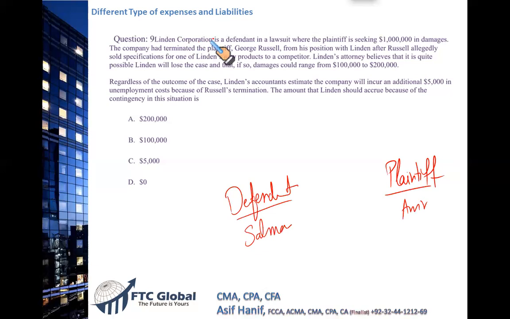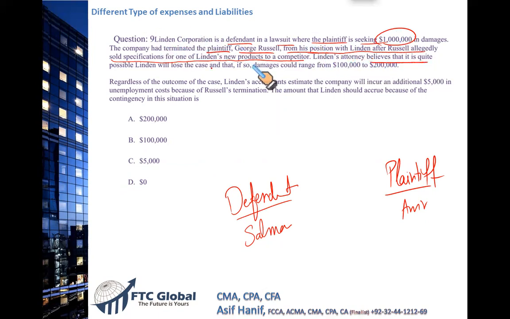Now, Linden Corporation is a defendant in the lawsuit where the plaintiff is seeking 1 million in damages. For what? The company had terminated the plaintiff, George Russell, who filed the case against us. He was fired from his position with Linden after Russell allegedly sold specifications for one of Linden's new products to a competitor. Russell is alleged to have sold our trade secrets, so he was dismissed. So Russell went to the court of law and filed a case against Linden Corporation.